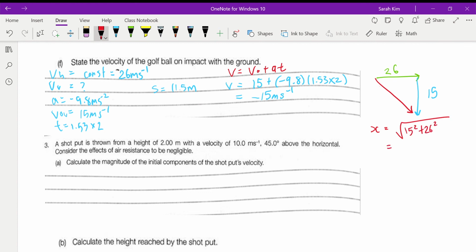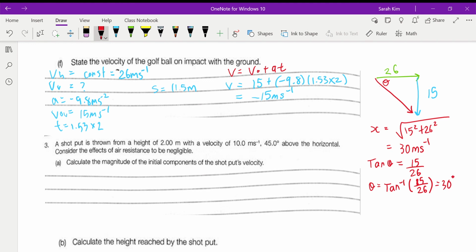which is 30 meters per second. Now we've got to figure out the angle. So that's tan theta equals opposite over adjacent. So my theta must be inverse tan of that number. Make sure it's in degrees. And you get about 30 degrees.